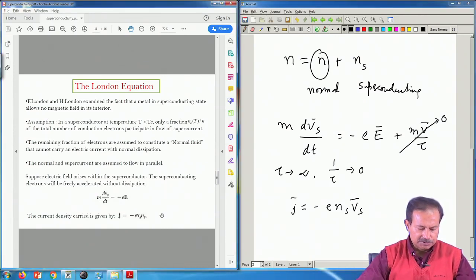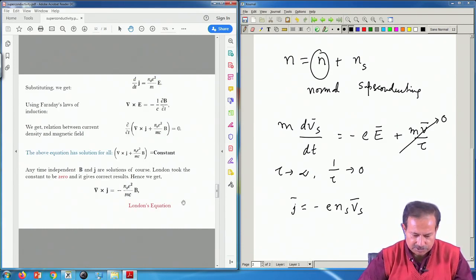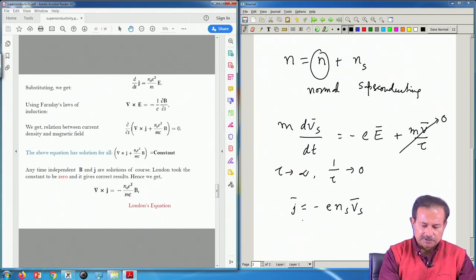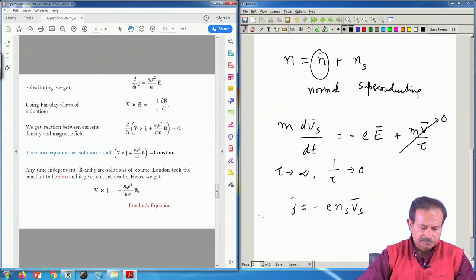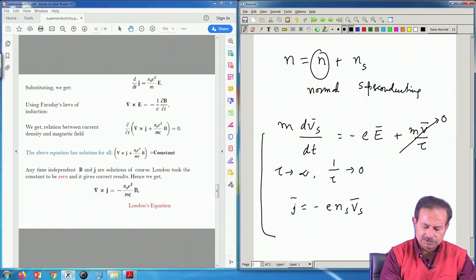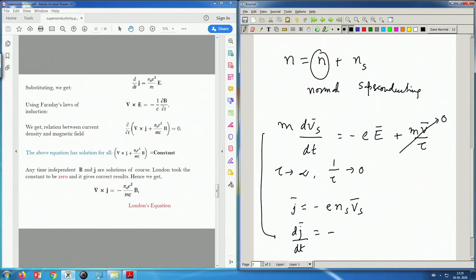Now, you put this in, and e is the charge of those which are responsible for conduction, and then this equation becomes dj/dt equal to plus n_s e squared by m into E.